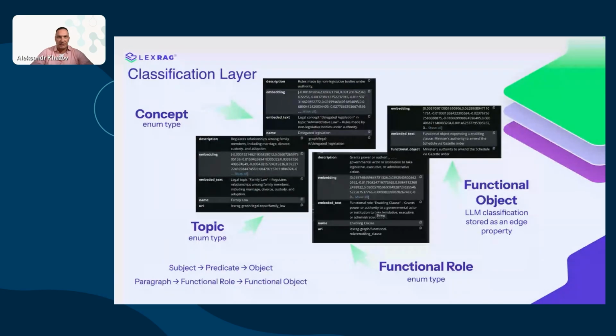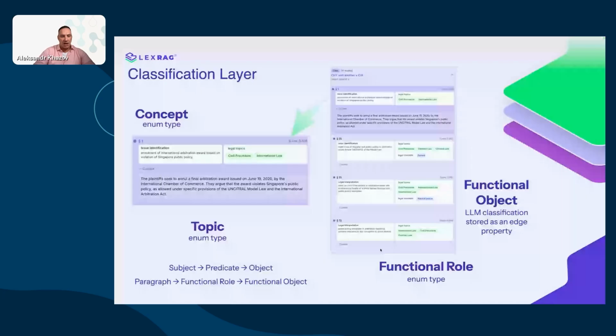This functional role represents here an enabling clause, and the functional object is an express enabling clause: the minister's authority to amend the schedule via gazette order. So this enabling clause is the role performed by that particular piece of text, which is represented by the node, and the functional object stored in the edge, in the properties of the edge, represents to which object this role is being applied.